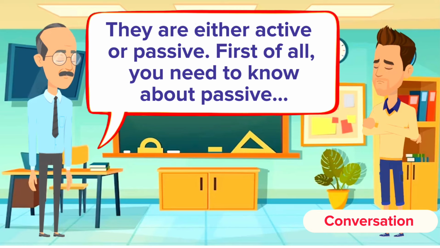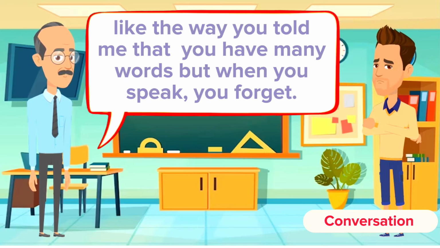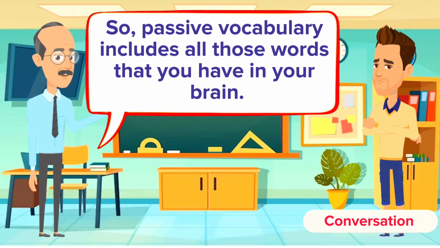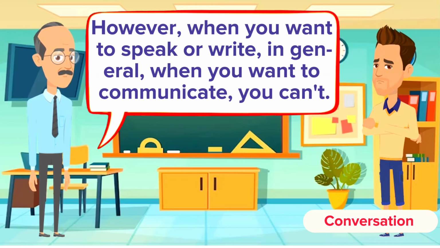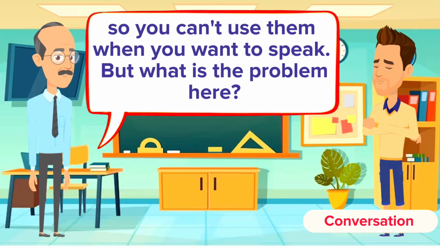First of all, you need to know about passive and active vocabulary. Passive vocabulary consists of those words, like the way you told me, that you have many words but when you speak, you forget. So, passive vocabulary includes all those words that you have in your brain. If you see them in text or hear them, you recognize them, and you know what they mean. However, when you want to speak or write, in general, when you want to communicate, you can't.